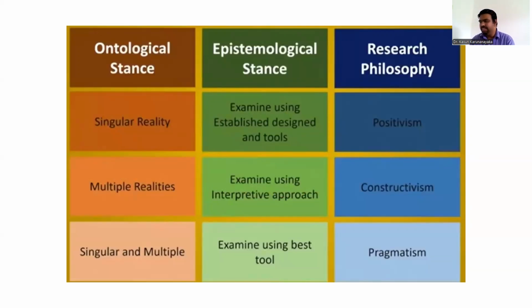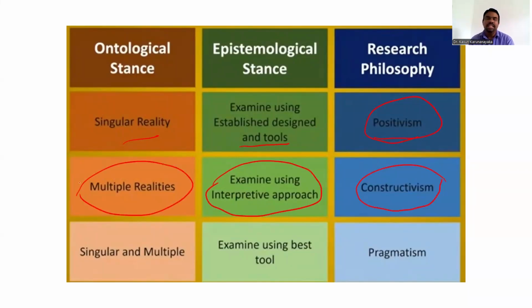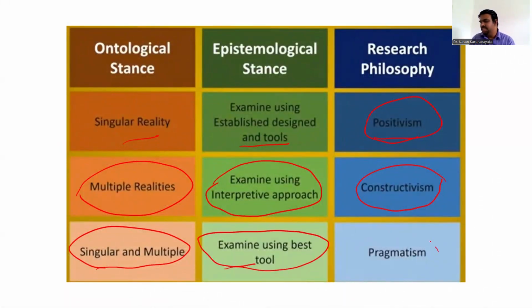So this is a summary of what we have talked. If you have an ontological stance of singular reality, and an epistemological stance that knowledge is measured by specific tools and measurements, then you are doing a positivism kind of research. Constructivism or interpretivism, you examine the knowledge using an interpretive approach, and there will be multiple realities, multiple solutions for a problem. And the ontological stance, singular and multiple. If you examine the research questions using the best tool, this goes under pragmatism.